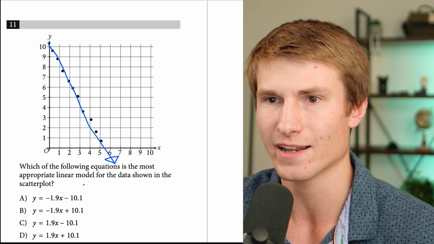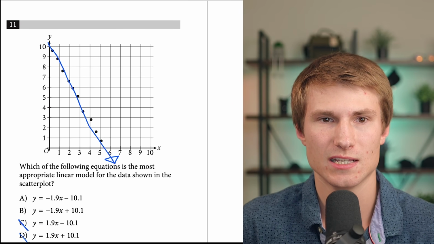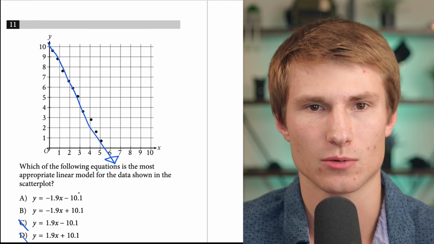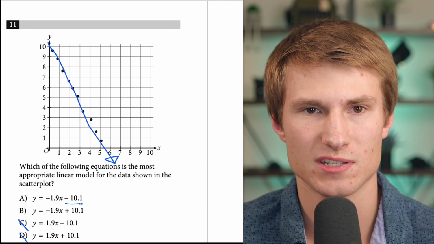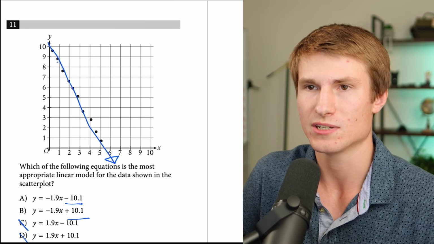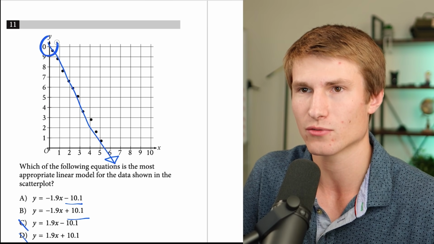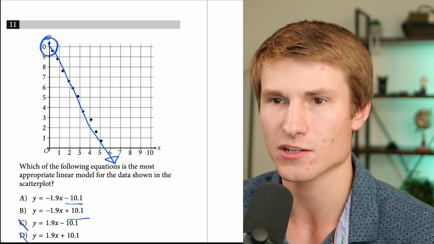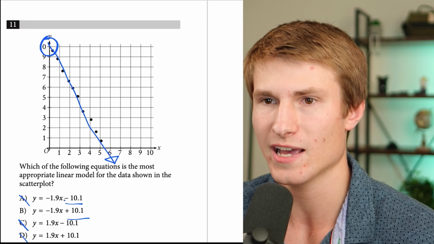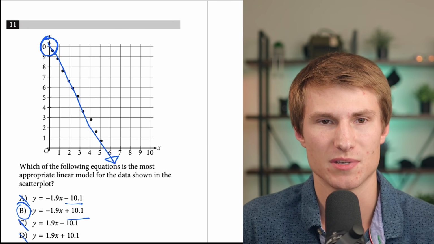As you can see, we have a negative slope, which means that answer choices C and D cannot be true since they have positive slopes. The next thing we'll look at is the differences between answer choices A and B, which are their y-intercept. We see that we have a positive y-intercept of right around 10. So if we look at answer choice A, it would have a y-intercept of negative 10, which cannot be correct, and our answer choice must be answer choice B.